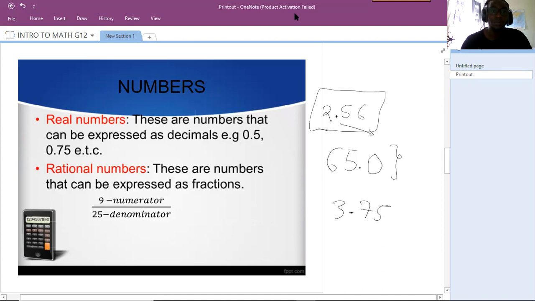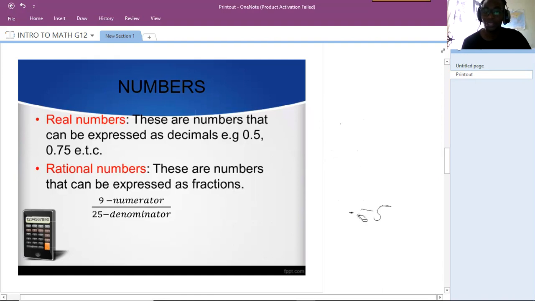So what about rational numbers? A rational number is any number that can be expressed as a fraction. If you can express that number in a fractional form, that number becomes rational. Rational in that it makes sense. If you can express it as a fraction, it means it's rational, meaning that number actually makes sense. So what's a fraction by definition? A fraction has got two components.